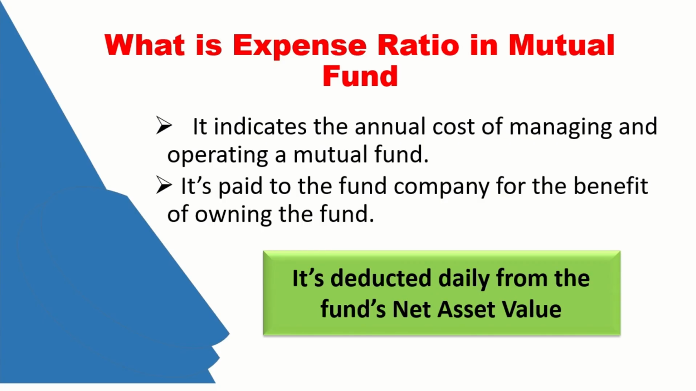The first is the expense ratio. You should know what the expense ratio is. The expense ratio is the annual cost we pay for managing and operating the mutual fund. If you're taking a particular fund, someone else is managing that fund, we are not going to manage it. So for that we pay a certain cost. That cost is called the annual cost. These expenses which we pay as an investor are called the expense ratio.